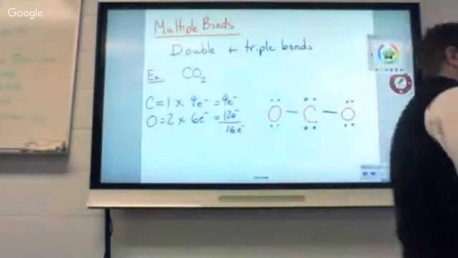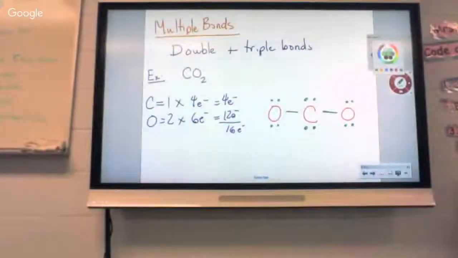Now, tell me what my problem is now that I've drawn in my 16 electrons. This is the first one we've done where you didn't wind up with 8 on everybody.